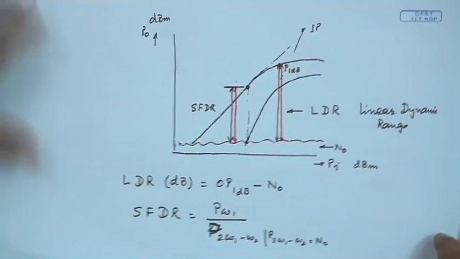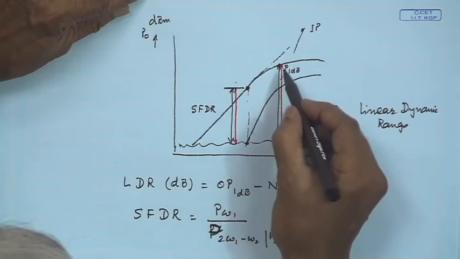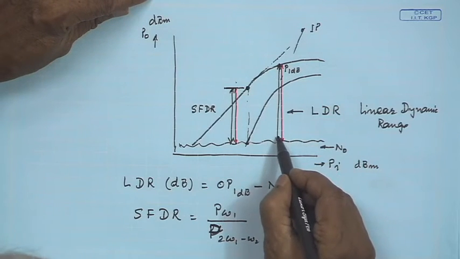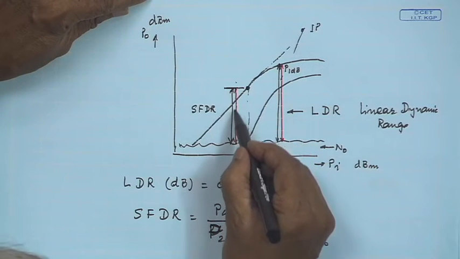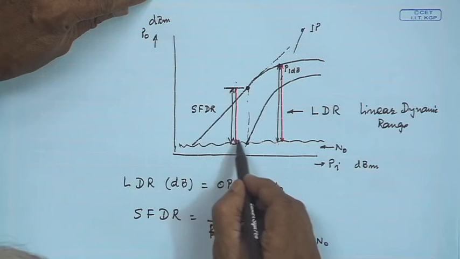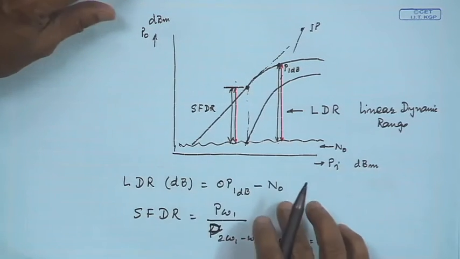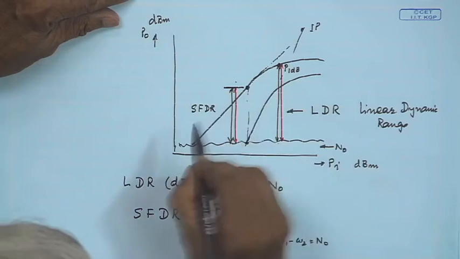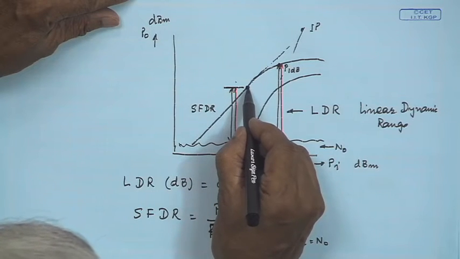Now let us do some quick calculation. One thing I missed. Let me explain that. This is very important. This curve, that is, we have linear dynamic range and we have spurious free dynamic range. We may consider the SNR, we may not, depending on the requirement. Now really my spurious free operating point is this.